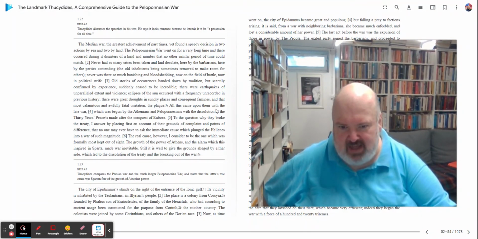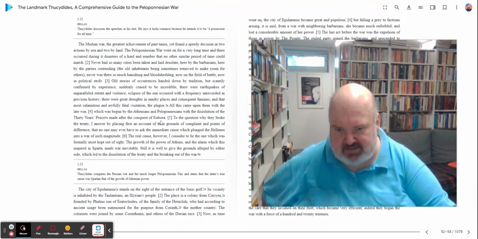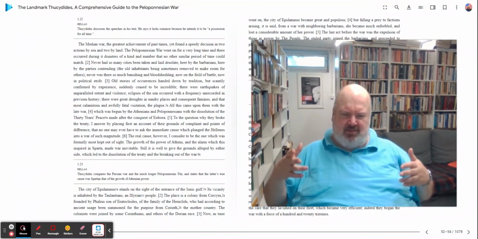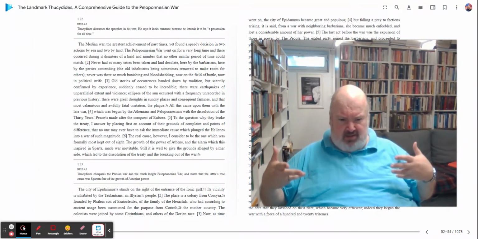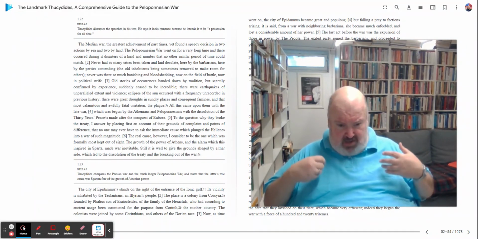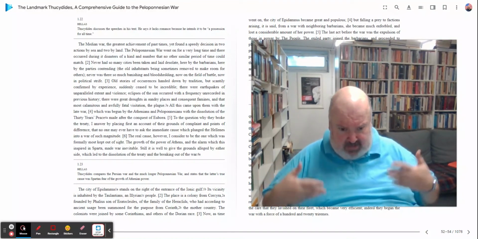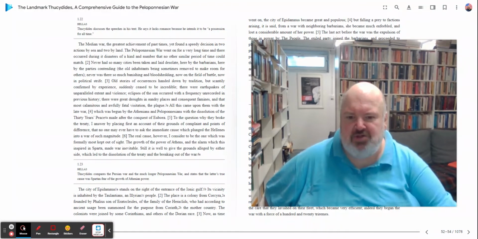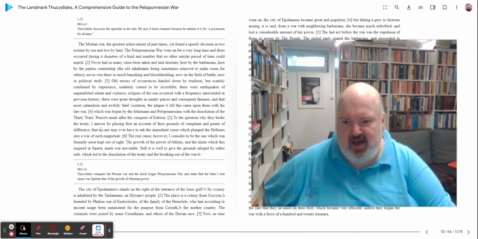All this came upon them with the late war, which was begun by the Athenians and the Peloponnesians with the delusion of the 30-year peace made after the conquest of Euboea. In other words, Euboea was conquered, and once it was conquered, the Athenians and the Spartans made a promise for a 30-year peace. What happened was a conflict will emerge that will lead to the break of the peace. To the question why they broke the treaty, I answer by the first.